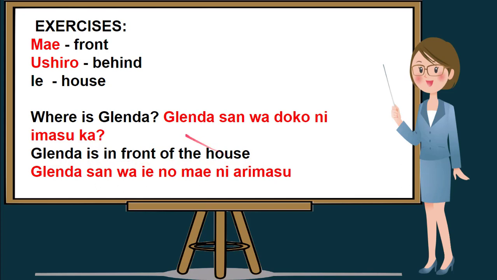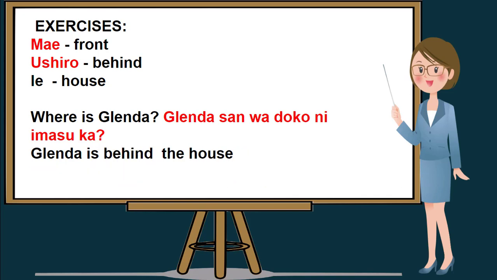Let's try to read the following Nihongo sentences once again. Please repeat after me. Where is Glenda? In Nihongo, Glenda-san wa doko ni imasu ka? Glenda is in front of the house. In Nihongo, Glenda-san wa ie no mae ni arimasu.